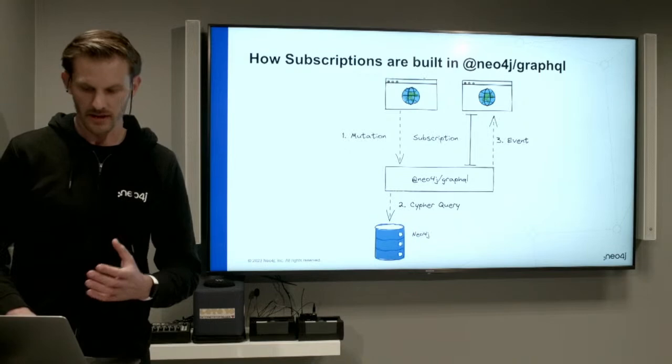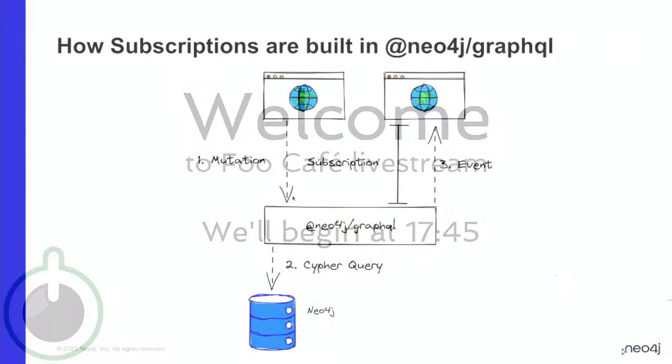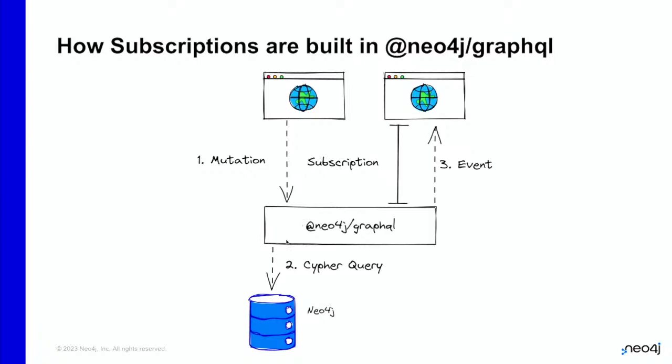If then another client makes a mutation, think of creating a movie, what the Neo4j GraphQL library will do is first, and that's important, it will do what it always does with a mutation. It will execute it against the database with a Cypher query. And then, only when we come back from that query, we will notify the subscribed client over here that changes happened. Why do we do that? Well, we need to keep the database consistent, right? We can't mess with that, so first things first. We first make the data change, then we inform the subscribers about that data change.